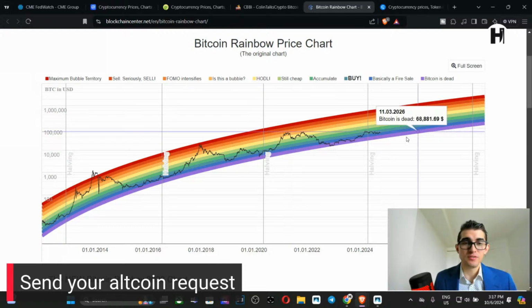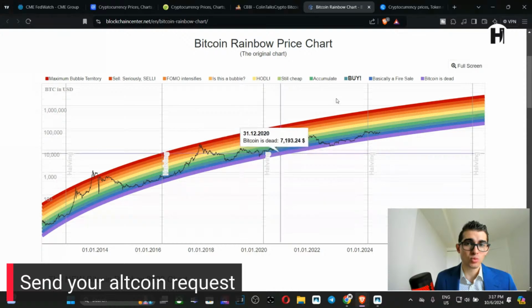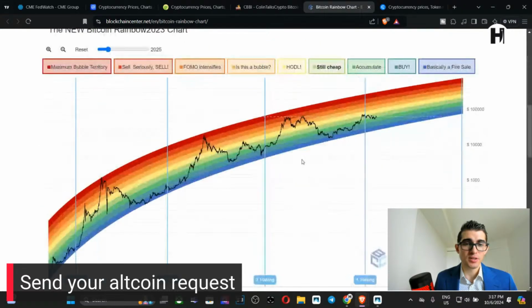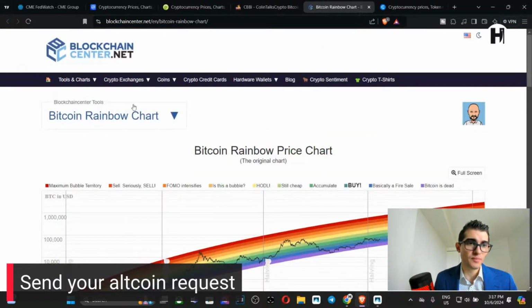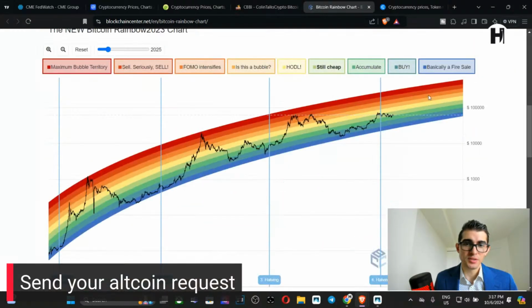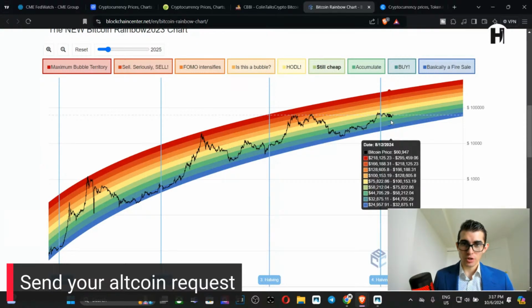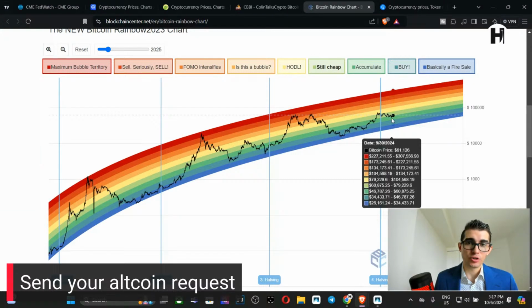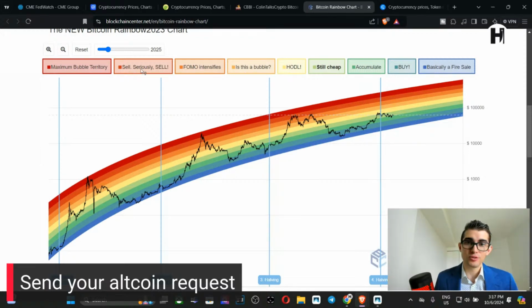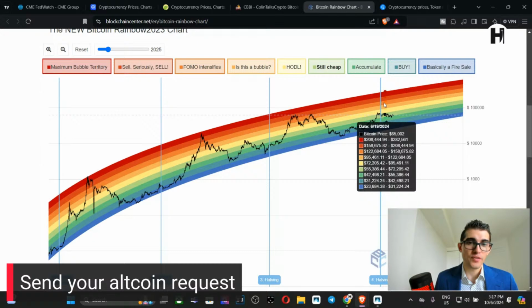And this is the revitalized rainbow chart. I do believe there was a different one with a slightly different setup. The old one, yeah, this is the original chart, and this is the new chart. On the new chart, we're in the accumulate area, almost in still cheap, so in the green zone there. Once we start coming up on this upgraded chart, we could get to seriously sell, which is the second to last color, that dark orange before the burgundy red.